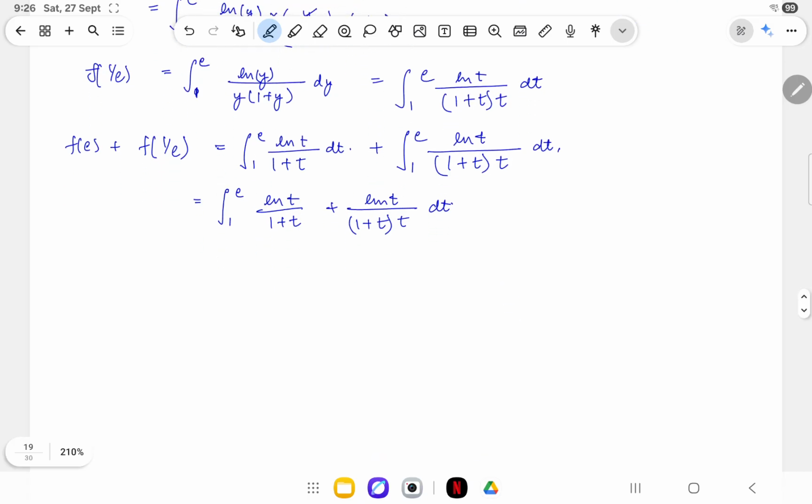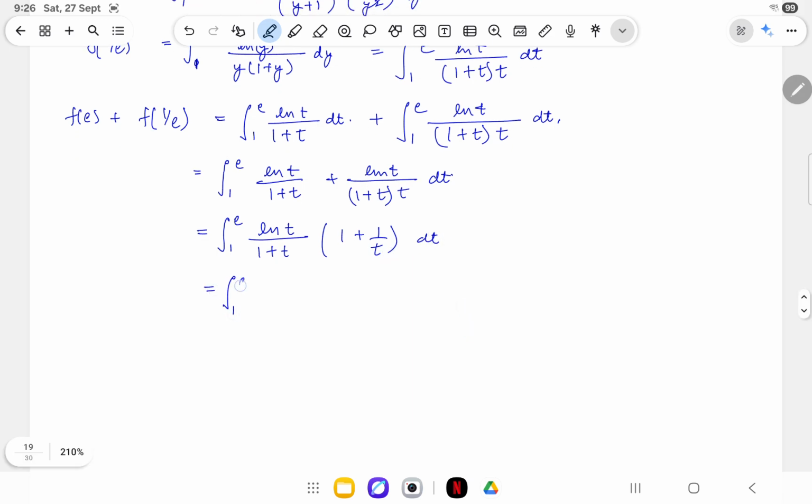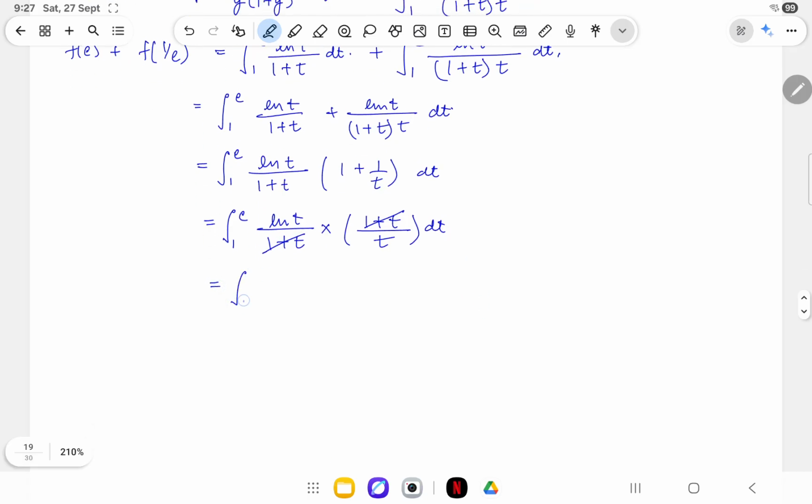On further simplifying it, we'll get 1 by e into, I can pull out ln t by 1 plus t from both the terms. So I'll be left with 1 plus 1 by t dt, and this thing will be equal to integral from 1 to e of ln t divided by 1 plus t into 1 plus t by t dt, and this 1 plus t in the numerator balances the 1 plus t in the denominator. So our final integral results into integration from 1 to e, basically ln t by t dt.